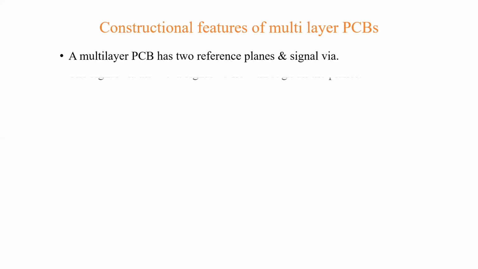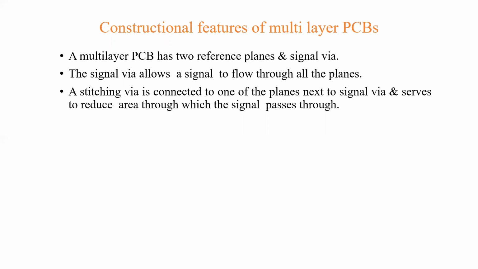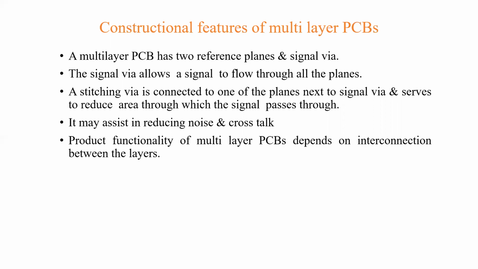Then constructional features of the multi-layer PCBs. A multi-layer PCB has two reference planes and a signal via. The signal via allows the signal to flow through all the planes. A stitching wire is connected to one of the planes next to the signal via and serves to reduce the area through which the signal passes. It may assist in reducing noise and crosstalk. By that the noise is reduced and the crosstalk is also reduced. What is crosstalk, that we will see in the next slide.